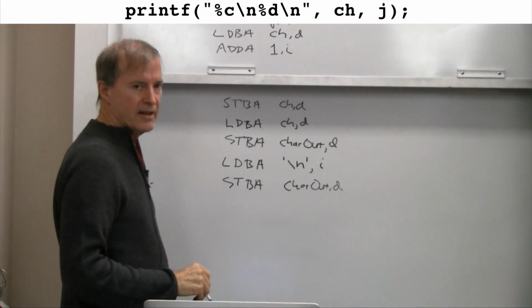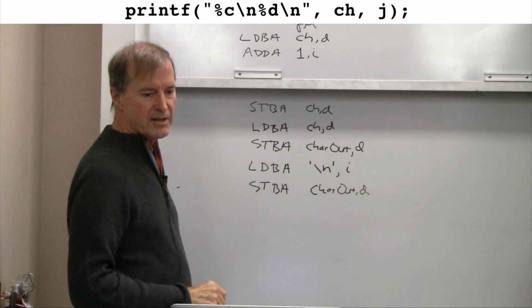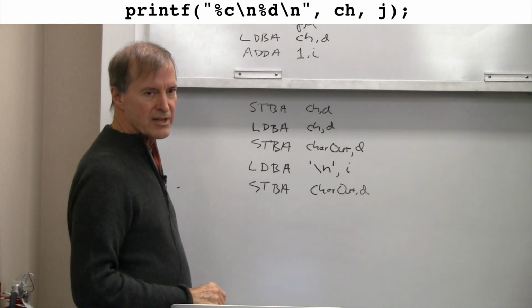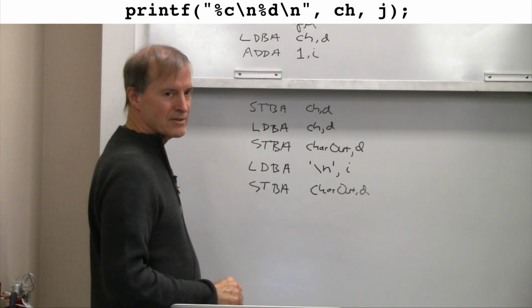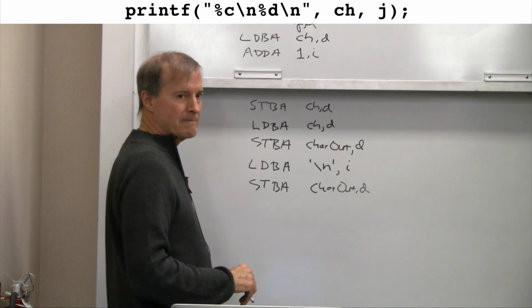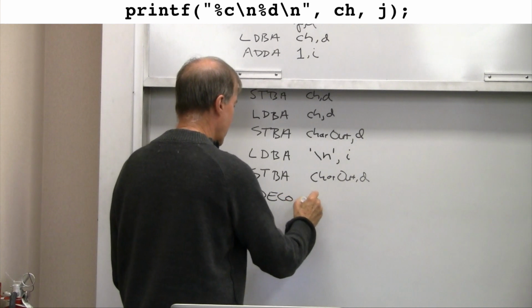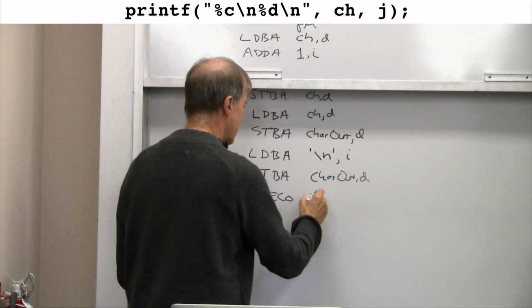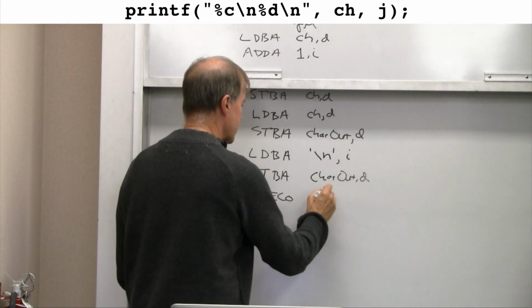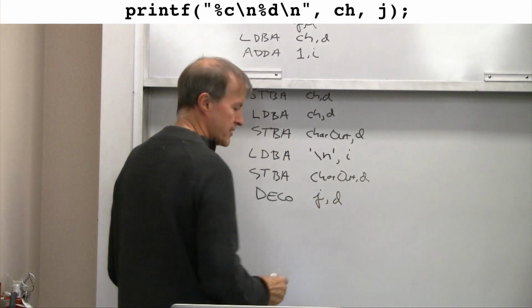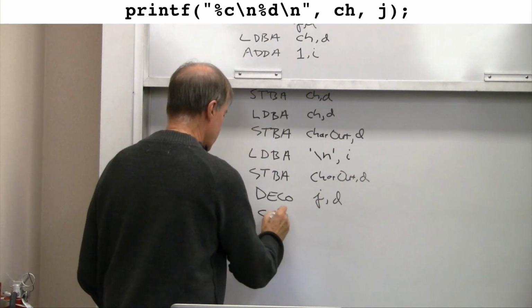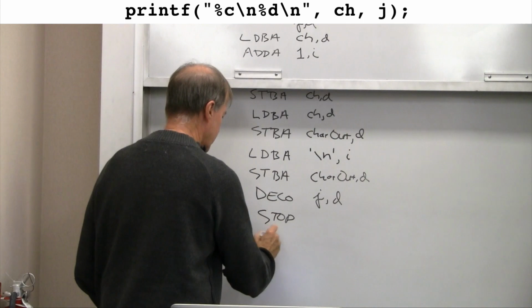Okay, good. And now how do we output the J? Now we can use deso in one fell swoop. So this is deso from J, addressing mode direct. And then stop, dot end.